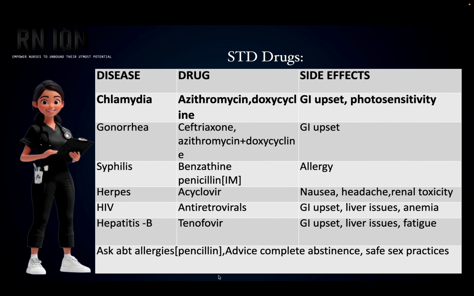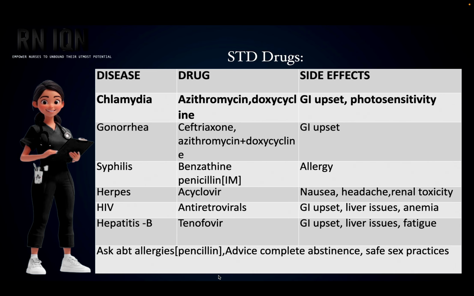For syphilis, we are giving benzathine penicillin given intramuscularly, and the major side effect is allergy. Especially important to ask about any penicillin allergy for those kind of patients. And herpes simplex virus, they are treating with acyclovir, and it may produce nausea, headache, and renal toxicity. Hepatitis B is usually transmitted through sexual activity, and we are providing tenofovir, and it may produce GI upset, liver problems.